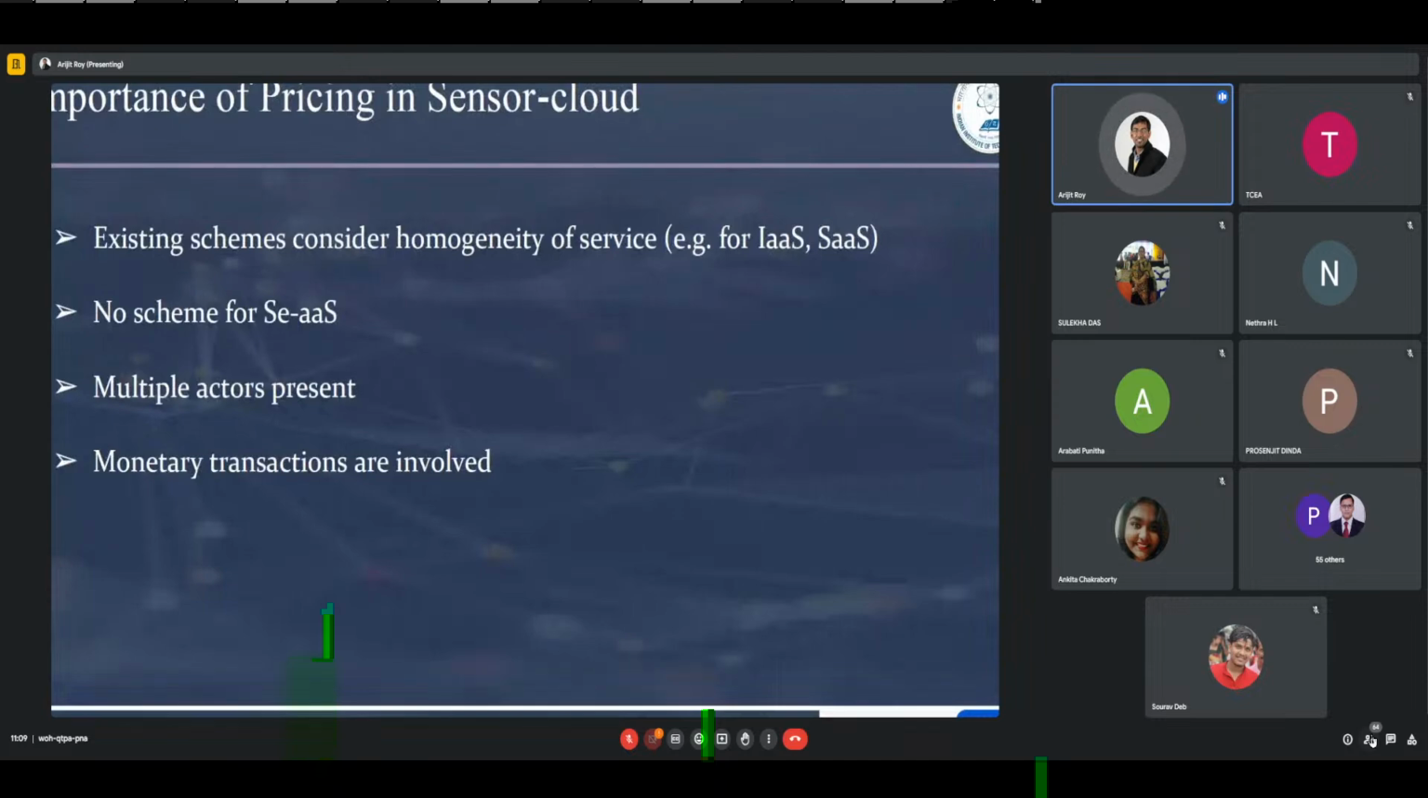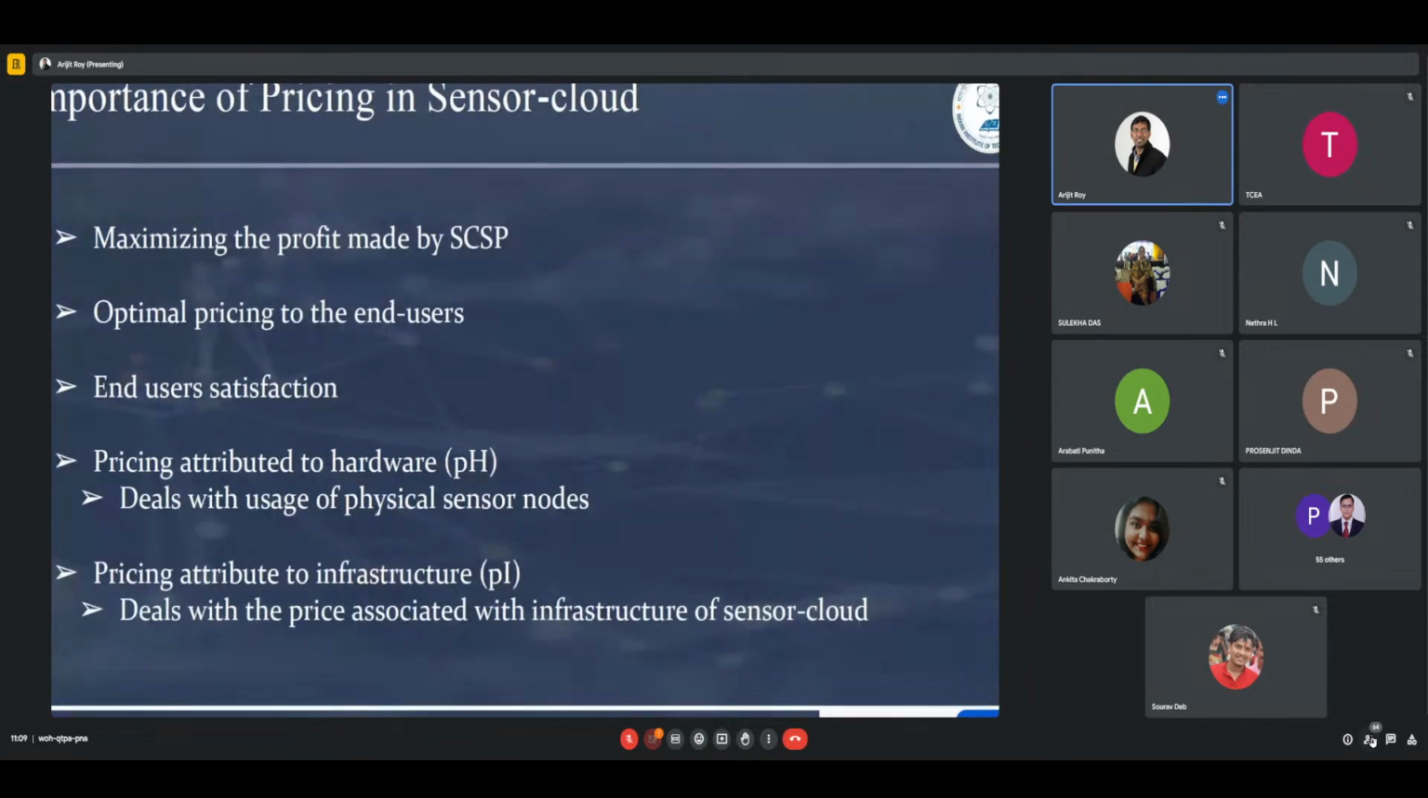So finally is the pricing. I would like to discuss it with you. Pricing is very much important because as a service provider you cannot charge any random amount from the users, right? And also the user cannot say that I will give you 1 rupee for 5 days of services. So there should be some optimization between them. Focusing on that, the work has been proposed for maximizing the profit made by the SCSP for this optimal pricing.